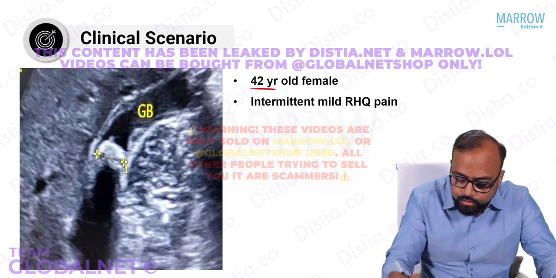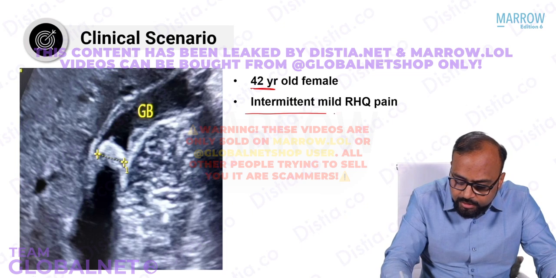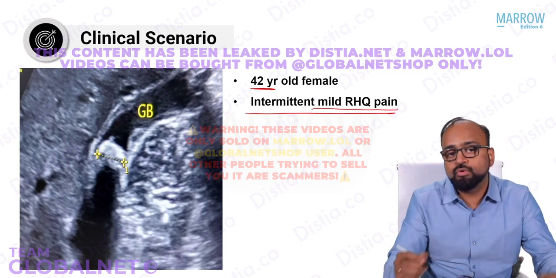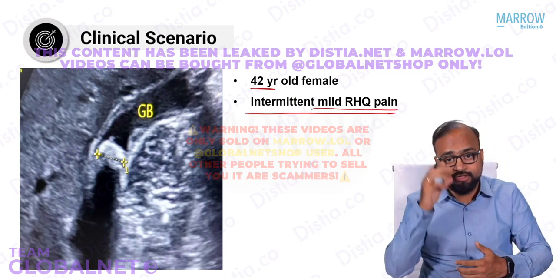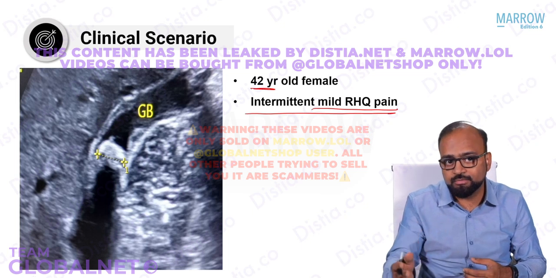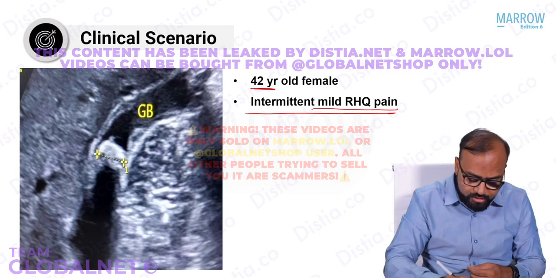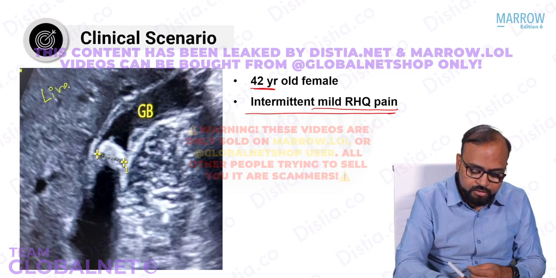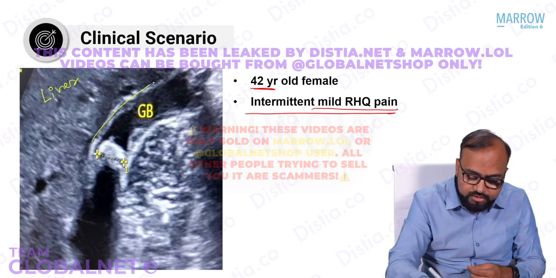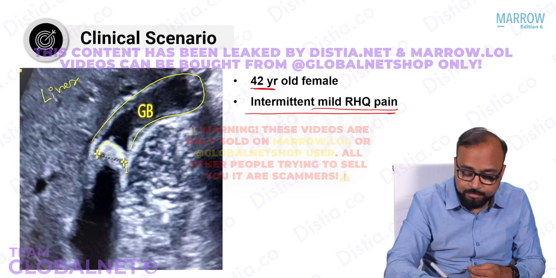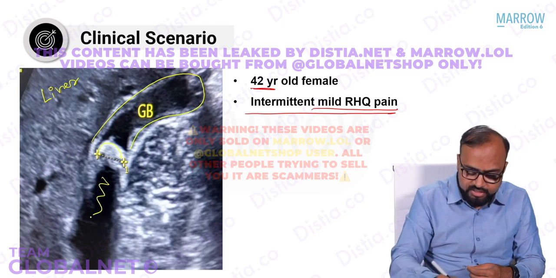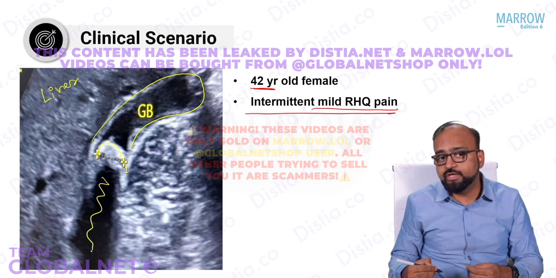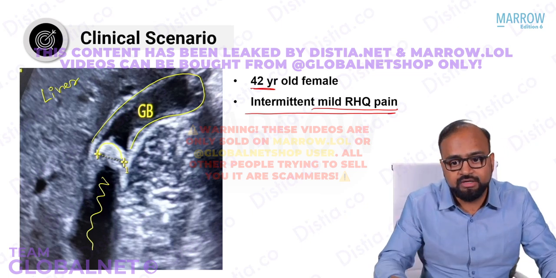A 42-year-old female presents with intermittent mild right hypochondriac region pain. We have seen this when we discussed ultrasound image interpretation module, isn't it? What do you see here? Right, in this image, this is the liver. This on the undersurface of liver is the gallbladder. And what do you see in the gallbladder? Can you see a hyperechoic area with a dense shadow behind it? A hyperechoic area with a dense shadow behind it is what?